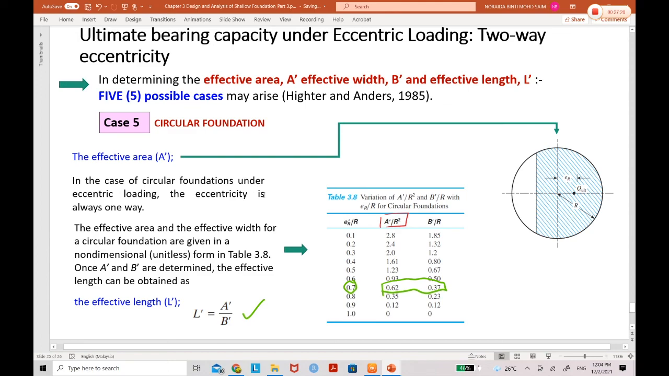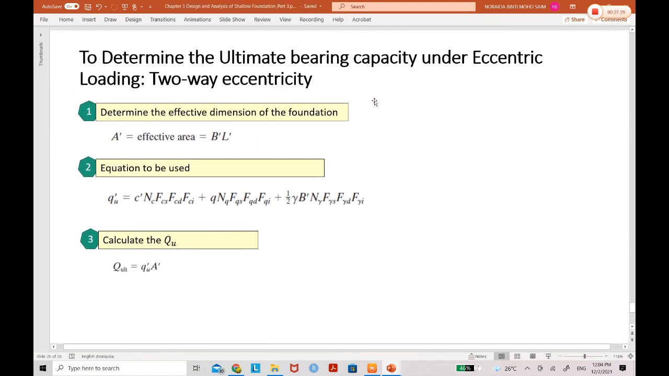Once you know the effective dimensions, then we can proceed to get the ultimate bearing capacity. We already have the B prime and L prime, so we can proceed with the ultimate bearing capacity by using the Meyerhof equation. Then you can get the ultimate load of the foundation. That's all. Thank you.